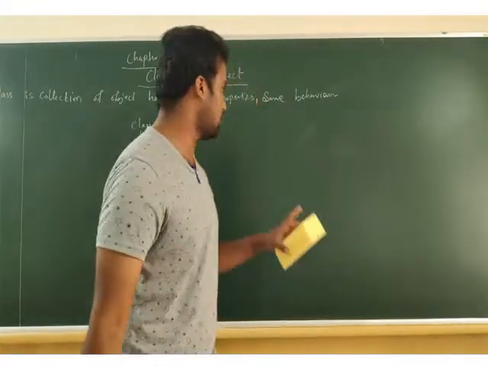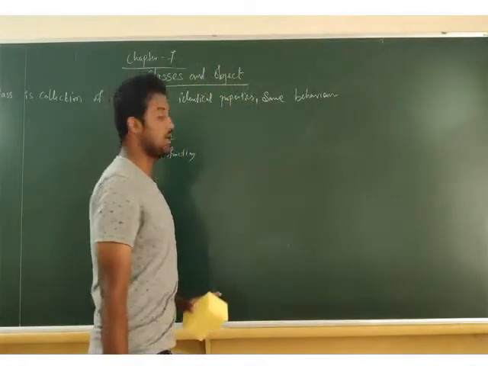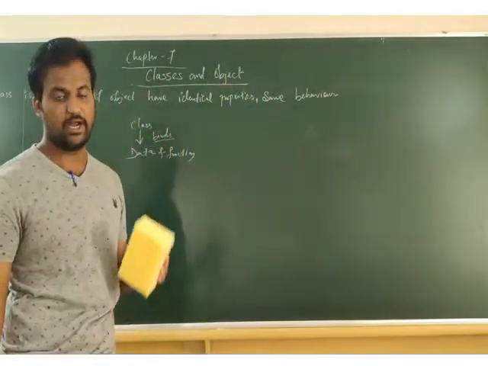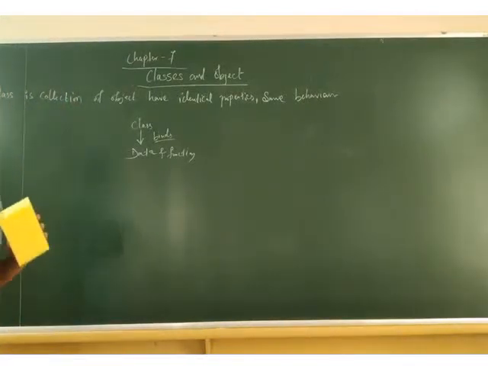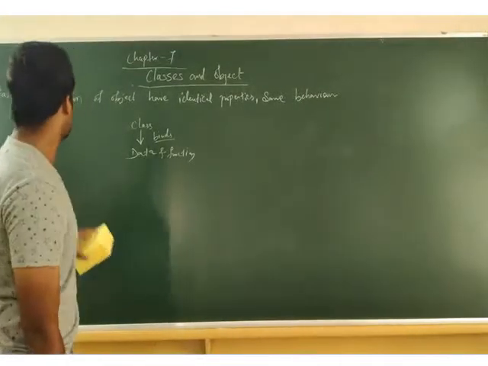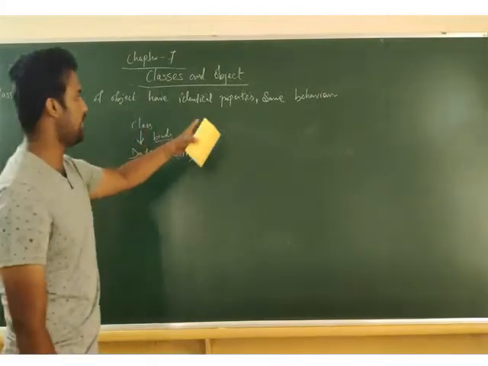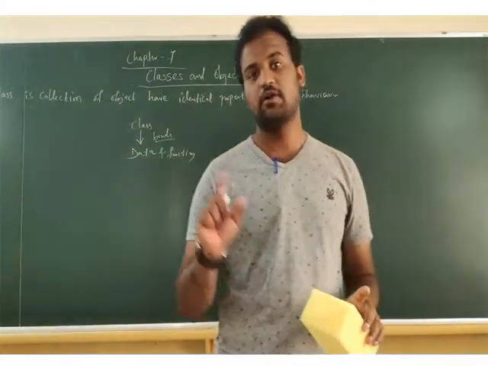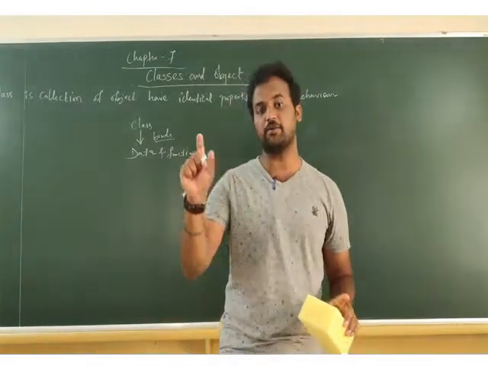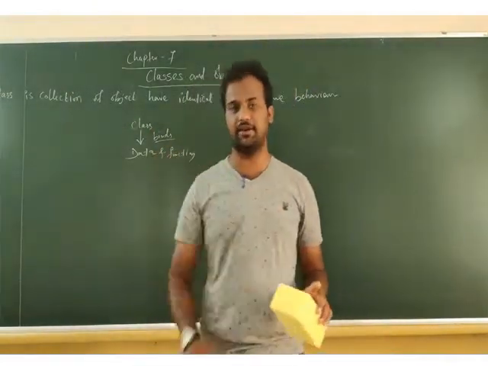Today we are going to start a new chapter. Chapter name is Classes and Object, and it is the 7th chapter. So what is the meaning of classes? Class means it is a collection of objects that have identical properties or the same behavior.